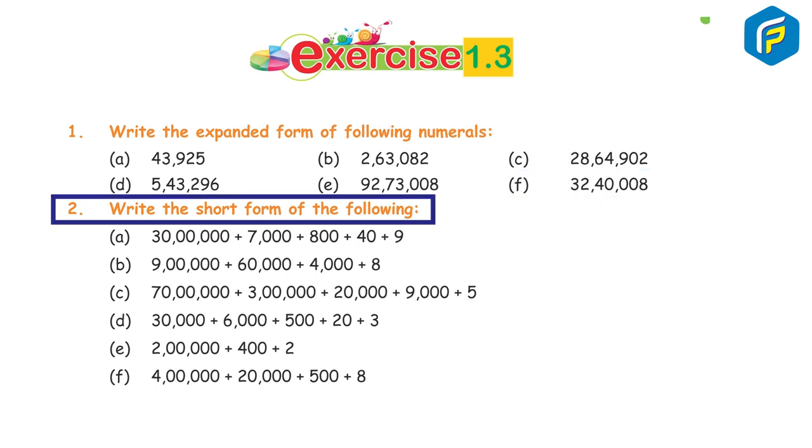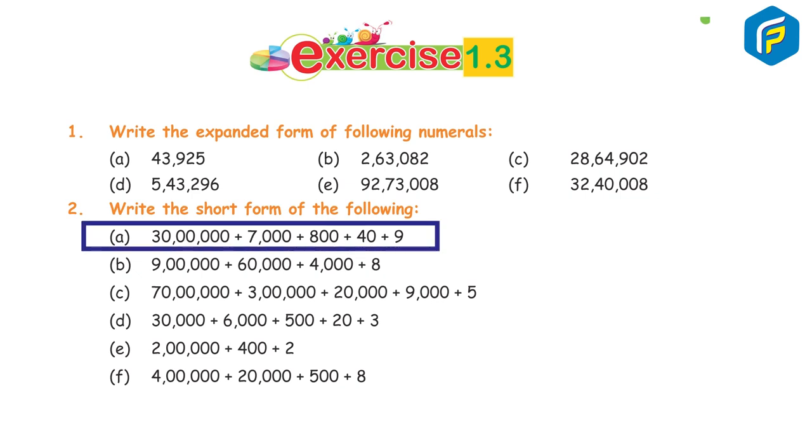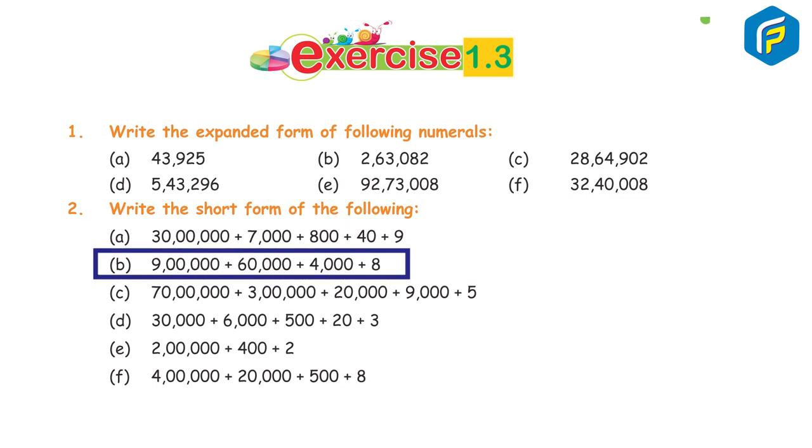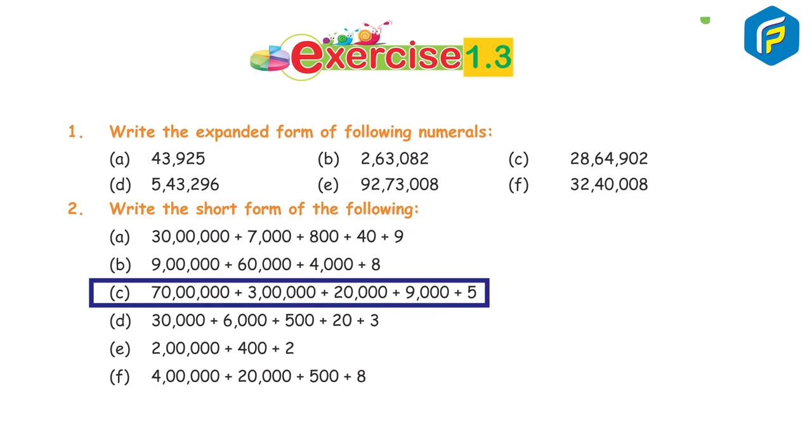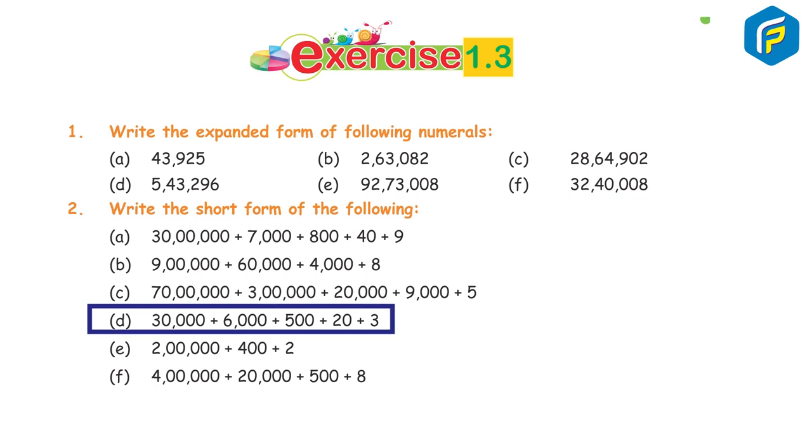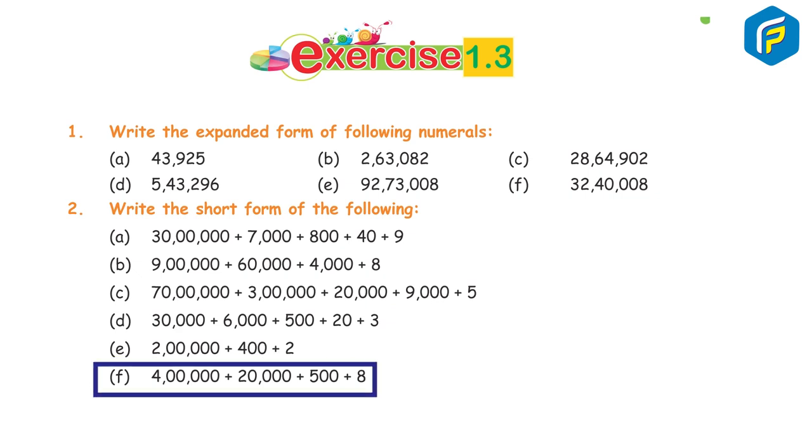Question 2. Write the short form of the following. Answer. A. 3,07,849. B. 9,64,008. C. 73,29,005. D. 36,523. E. 2,402.